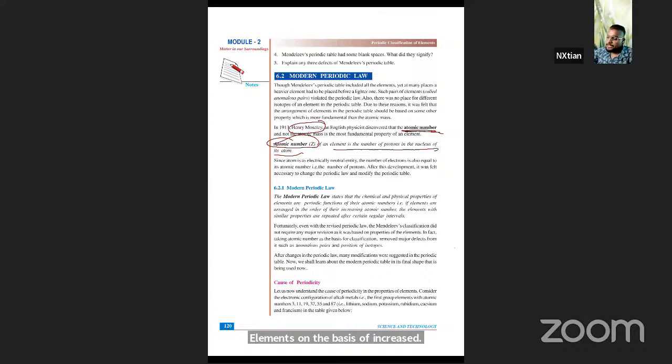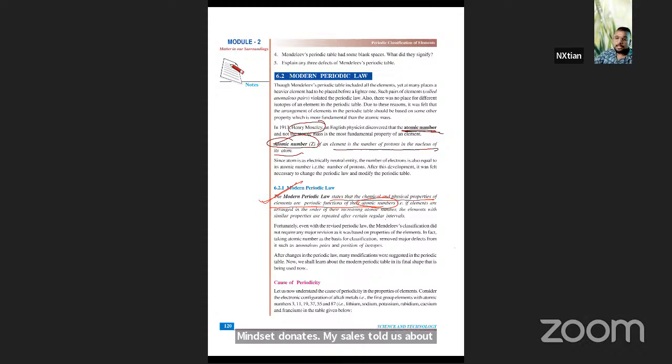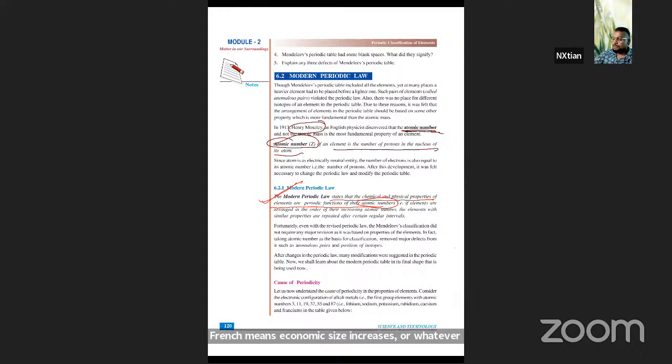Understood? So everything of the Mendeleev law is the same, but it says that the chemical and physical properties of elements are a periodic function of their atomic numbers, not the atomic masses. Mendeleev told us about mass; now he tells us about numbers. If you arrange in increasing atomic numbers, then you will find some trends. Trends means atomic size increases or whatever gradation that we learned. That is the trend. Understood?